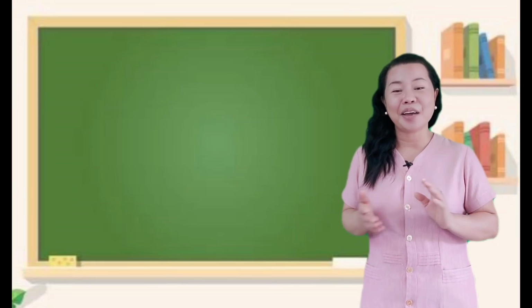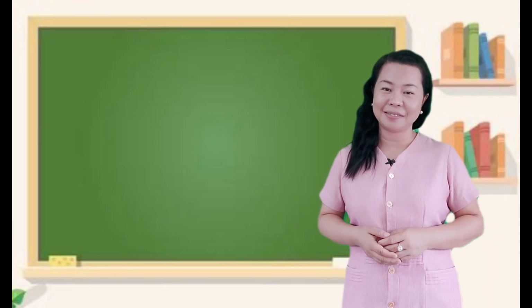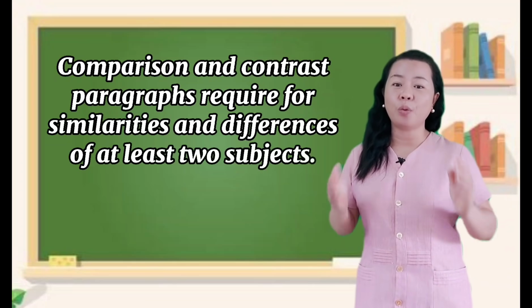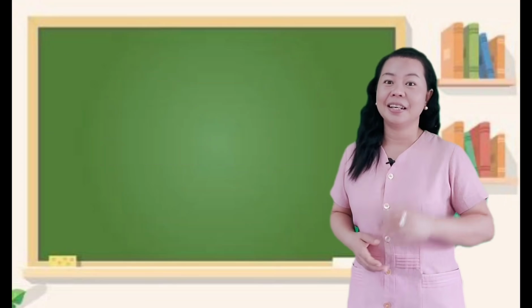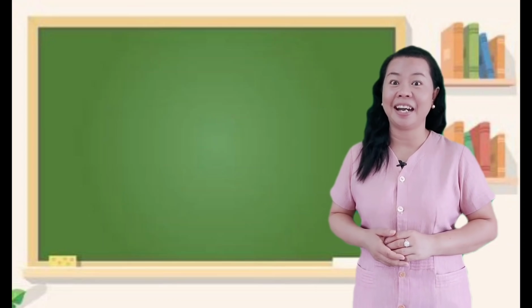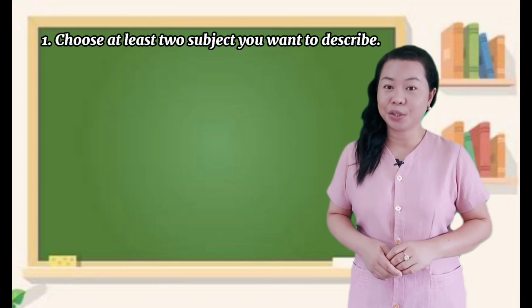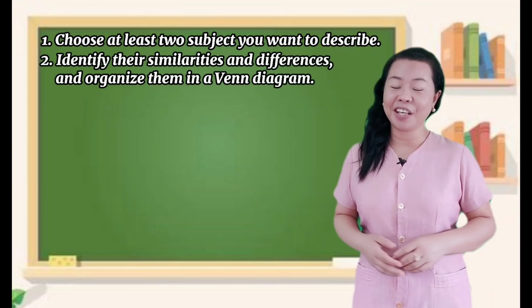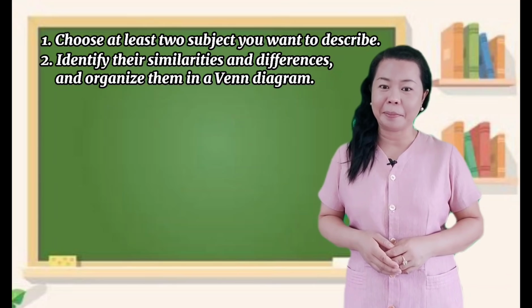Now, it is time for you to practice what you learned today by writing your own paragraphs. Remember that comparison and contrast paragraphs require similarities and differences of at least two subjects. And in order to effectively make one, remember the six tips that I gave a while ago. First, choose at least two subjects you want to describe. Second, identify the similarities and differences and organize them in a Venn diagram.